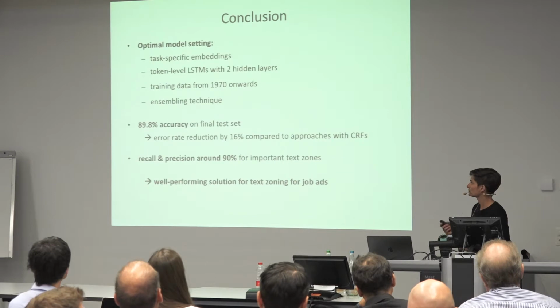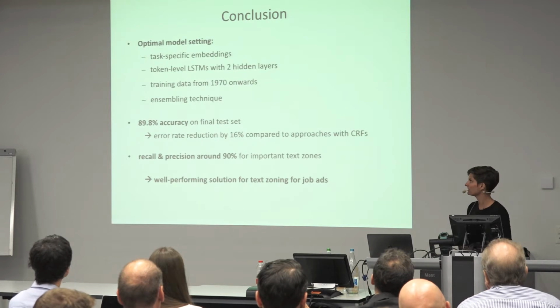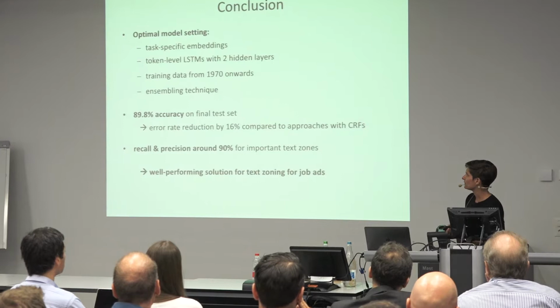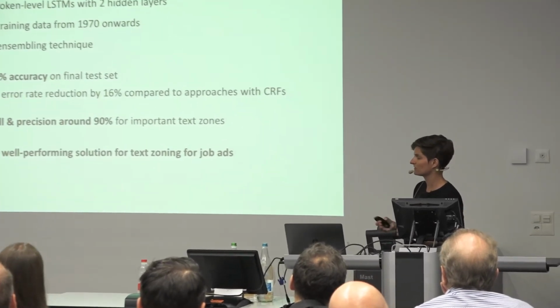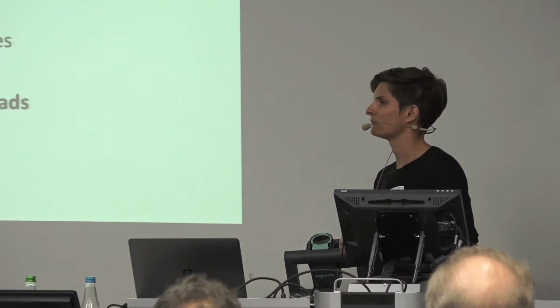So to get to a short conclusion, our experiments show that the optimal model setting for us is to use task-specific embeddings instead of pre-trained ones, to use token-level LSTMs with an additional hidden layer. If we want a model that is optimized for nowadays or current job ads or even future job ads, we should only include training data from 1917 onwards. And the ensembling technique has been very useful for us in improving performance and in better control of classification results.